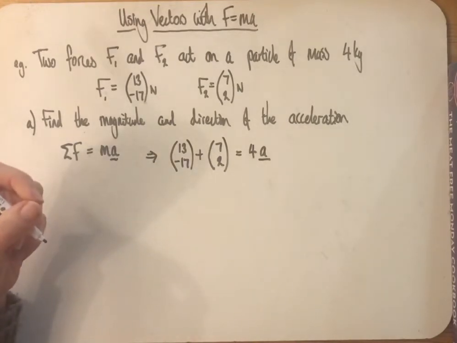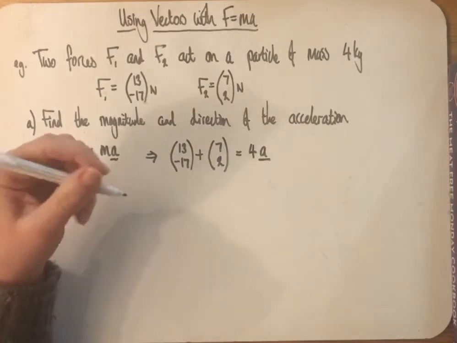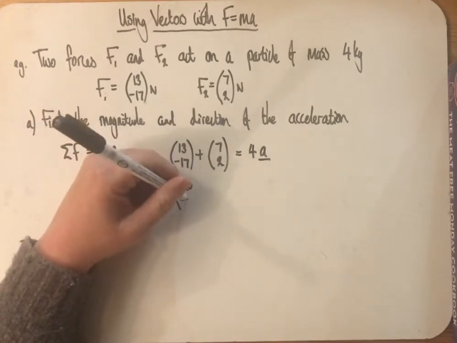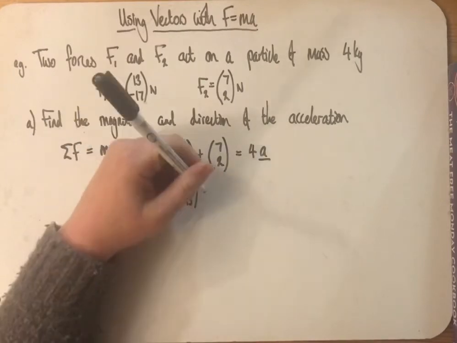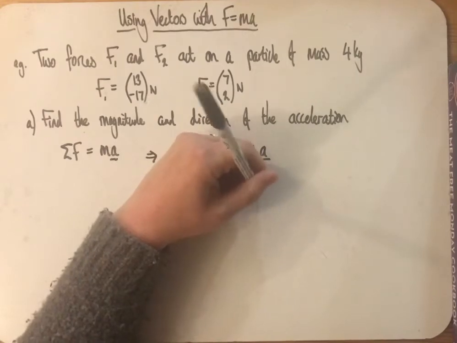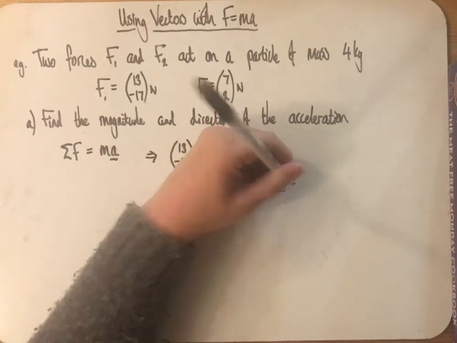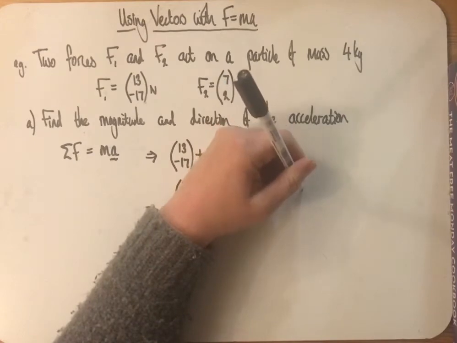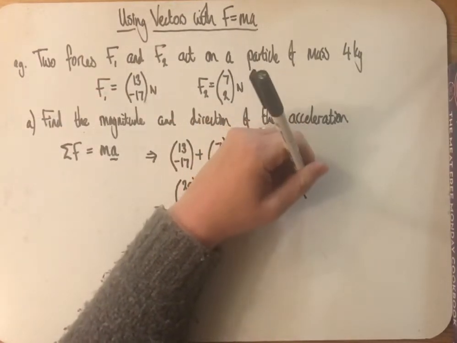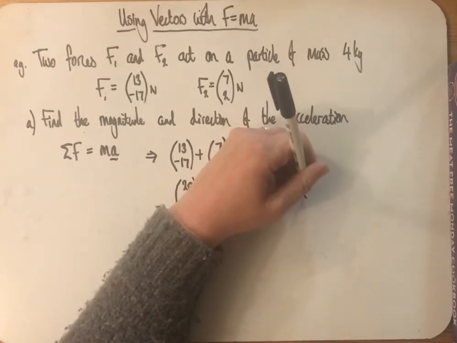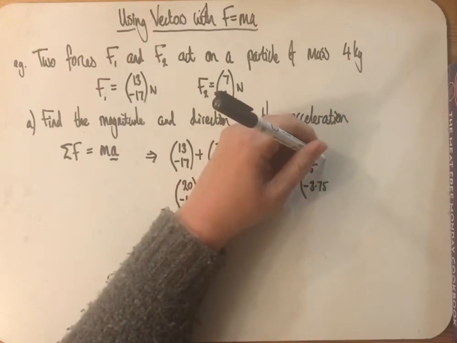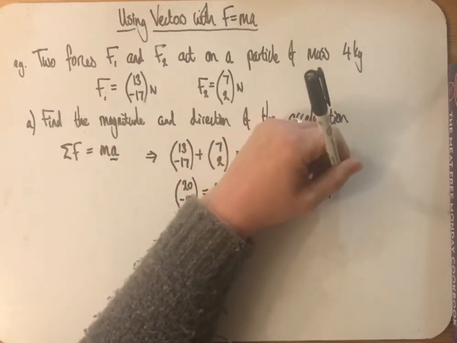And so adding them together, we get 13 plus 7, 20, minus 15 is equal to 4a. And so as a vector, the acceleration is equal to 5, minus 15 over 4. I'll write that as a decimal because we're in mechanics, but we'll be back to pure maths and fractions soon actually. So that's the acceleration.